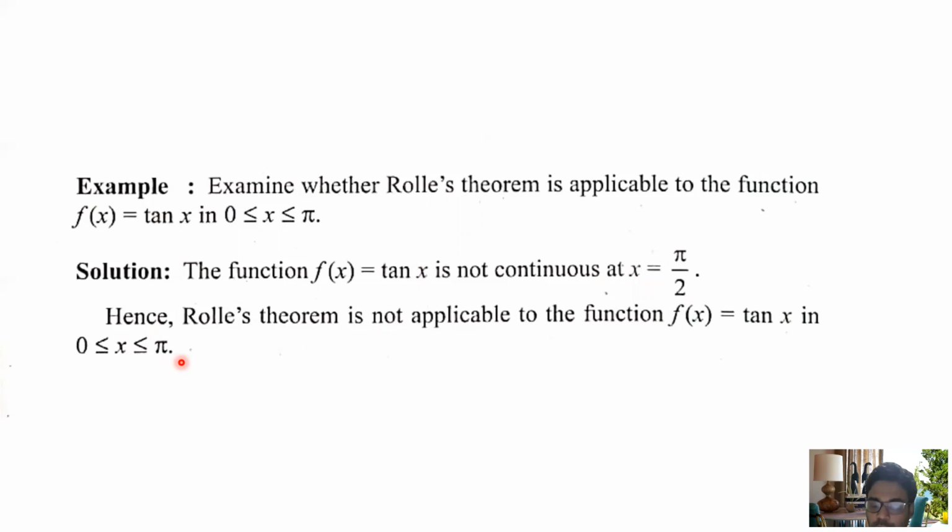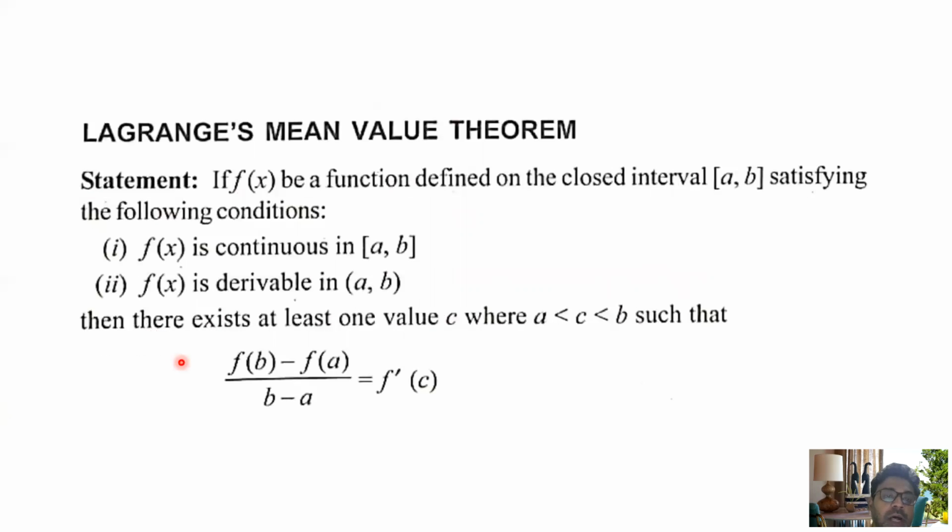Clear? So this is all about the various types of questions I have discussed in this lecture. Now, Lagrange's mean value theorem. Statement: if f(x) is a function defined on the closed interval [a, b] satisfying the following conditions: f(x) is continuous in the closed interval [a, b] and f(x) is derivable in the open interval (a, b), then there exists at least one value c, where a is less than c less than b, such that (f(b) minus f(a)) by (b minus a) is equal to f dash c.